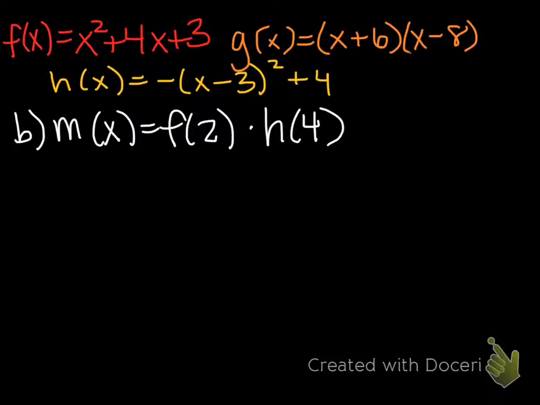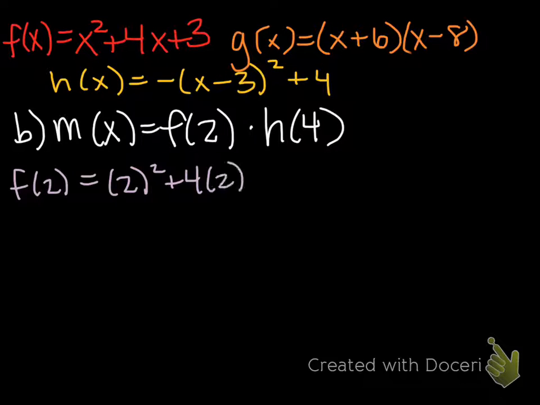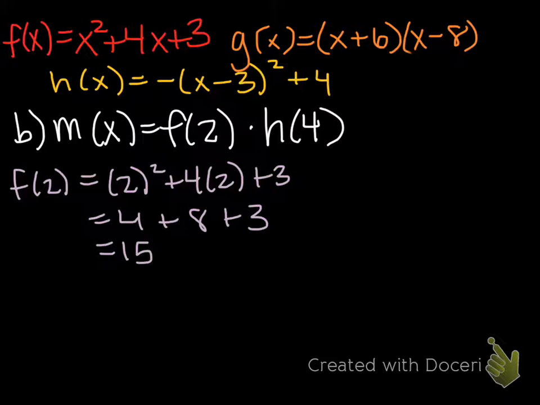Letter B. Again, using the same 3 functions, so I need to find f of 2, I need to find h of 4, and then I bring them back into the problem. So some scratch work off to the side. F of 2 will be 2 squared plus 4 times 2 plus 3. 2 squared is 4. 4 times 2 is 8. 4 plus 8 is 12. 12 plus 3 is 15. So that's my f of 2.